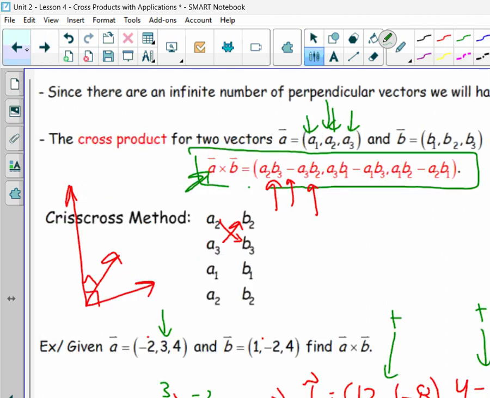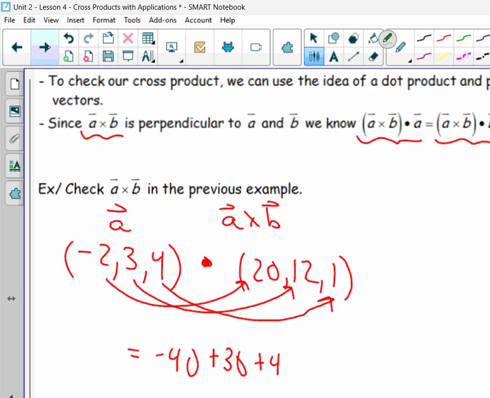I could have also, if I wanted to, use B. So 1, -2, and 4 with the same cross product. So 20, 12, and 1. If we dot those ones, you get 20, -24, and 4. And what does that come out to? Also 0. So I've just proven that I have the right cross product, because when I dotted it, it came out to 0, which means it's perpendicular.